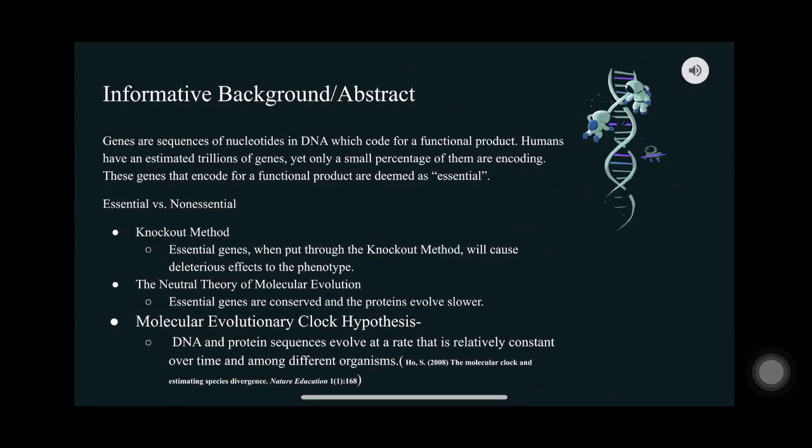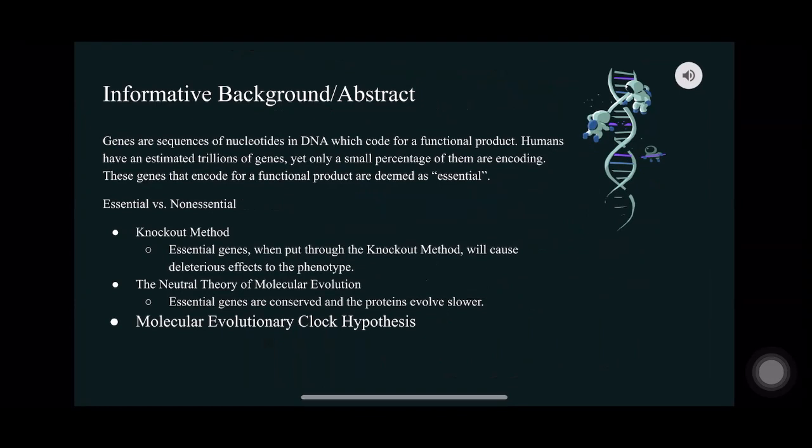In this lab report, I applied my biology course acquired knowledge of bioinformatics skills in order to analyze a gene. For context, genes are sequences of nucleotides in DNA which code for a functional product. Humans have an estimated trillions of genes, yet only a small percentage of them are encoding. These genes that encode for a functional product are deemed as essential.